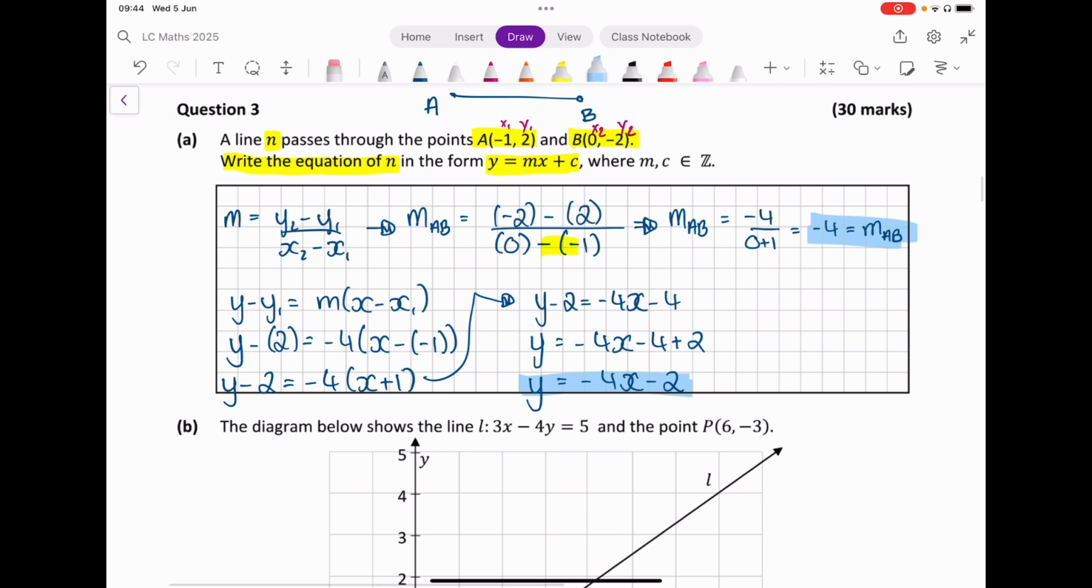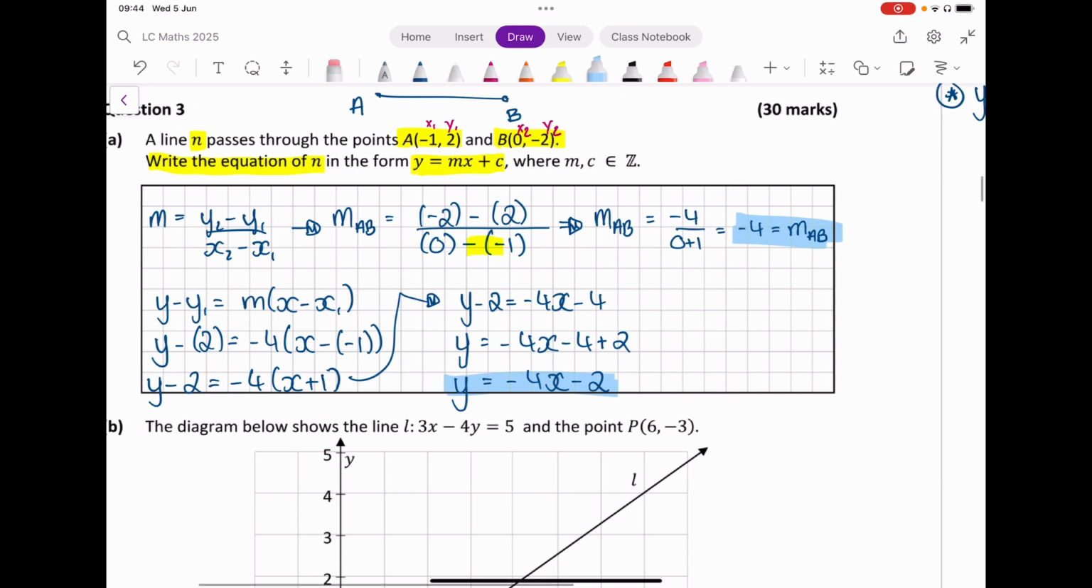Now I'm getting marks for subbing into my formulas, for finding the slope. So by writing down your formulas and putting information in, you're taking a step in the right direction. So you're getting those attempt marks. Now let's have a look over here.